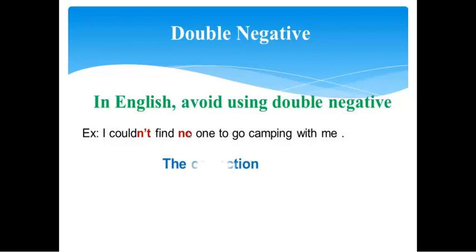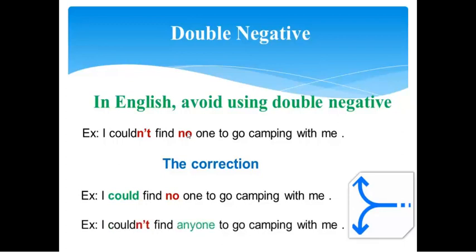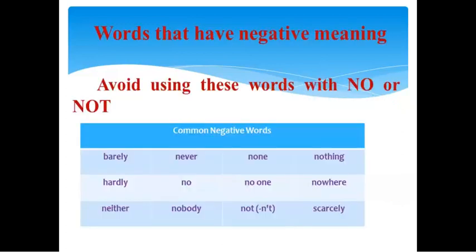Number one, you can drop out not and write the sentence as it is: I could find no one to go camping with me. We dropped out not from the sentence. Or you are going to change no into any, but you keep not. Why? Because the meaning here is negative, so you should keep the meaning as it is. Don't change it to positive, because if you drop out not and you change no into any, it's going to be a mistake. The next one is, as you see, I could not find anyone.